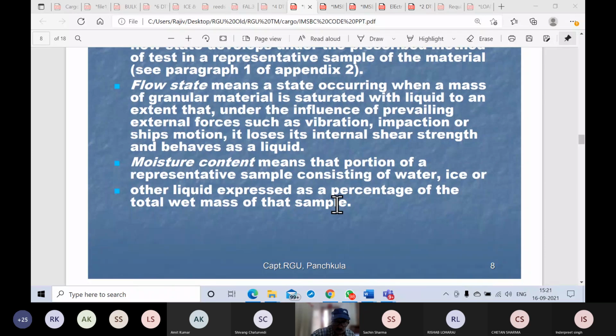Moisture content, of course, means the portion of a representative sample consisting of water, ice, or other liquid, expressed as a percentage of total wet mass, 68%, 78%, like that. That is the moisture content.